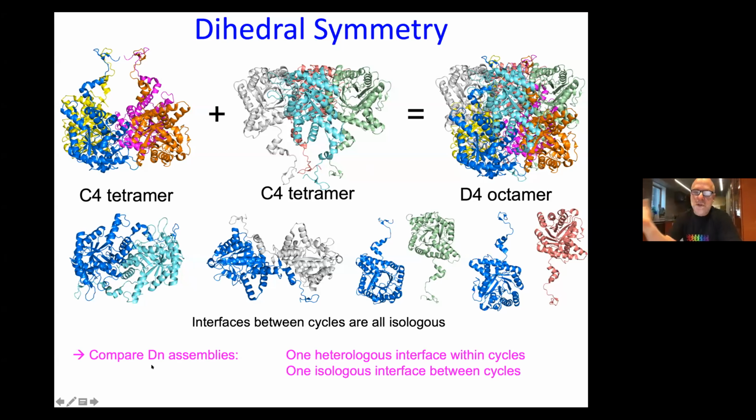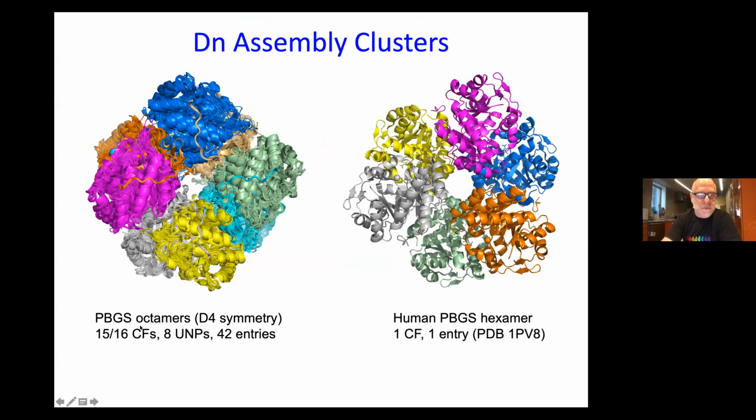So in order to compare 2 different D4 assemblies, we have to find one heterologous interface within each cycle and one isologous interface. It really only takes one between one cycle and the other cycle, and then we have the same D4 octamer. Here are examples on the left of the PBGS octamers. This is 15 crystal forms of this same enzyme. These are the octamers. In the last remaining crystal form, there's actually a hexamer. I have a colleague that works on this, and this hexamer is an inactive form of this enzyme.